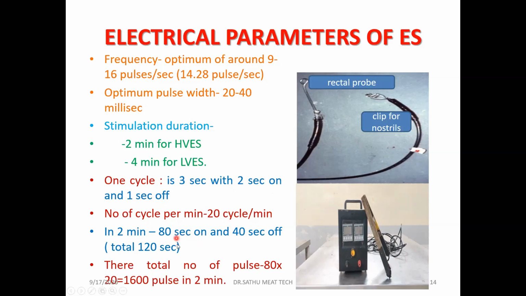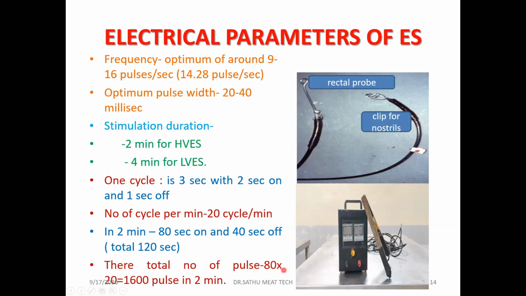So in the case of 2 minutes, say I am talking about the high voltage electrodes, you know that totally there will be 120 seconds, that is 60 plus 60 seconds. In that, 80 seconds it will be in the on mode and 40 seconds in the off mode. That is, 80 seconds in the contraction state and 40 seconds in the relaxation state.